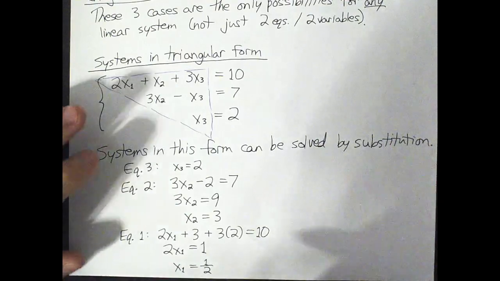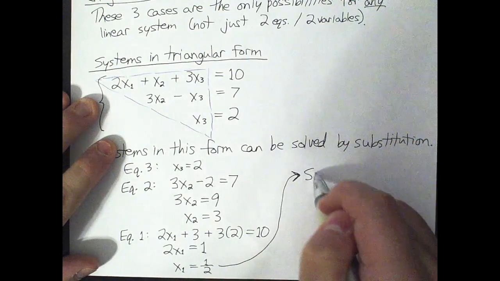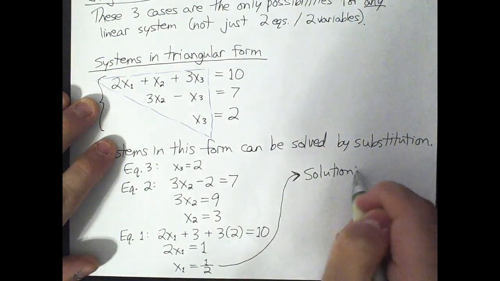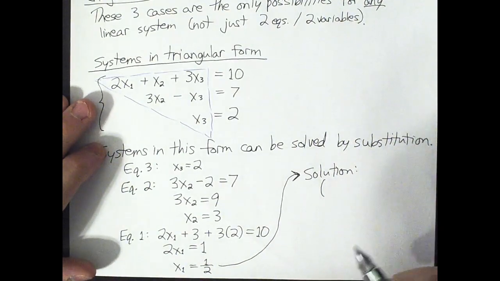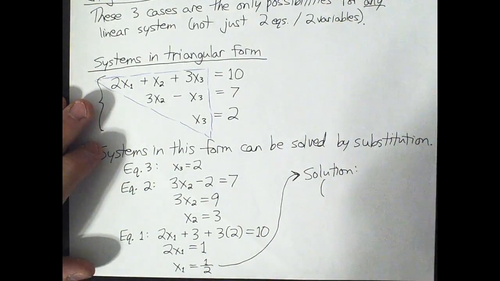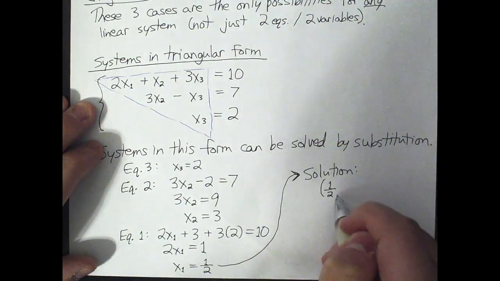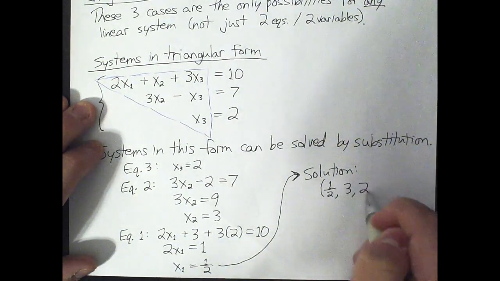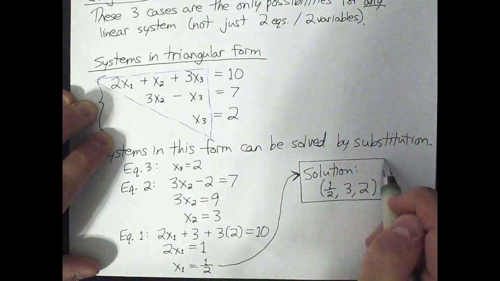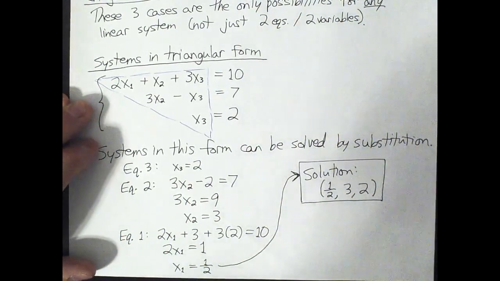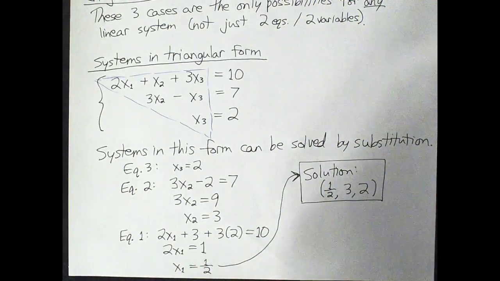So we finished it, right? We found all 3. I'm going to move up here, and I'm going to say that we found the solution is... Remember what we said a solution is earlier? It's like S1, S2, ... up to Sn. In this case, it is 1/2, comma 3, comma 2. That's the x1, x2, x3 that we found in that order. x1, x2, x3.